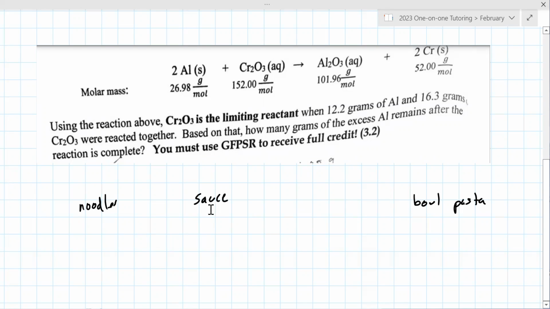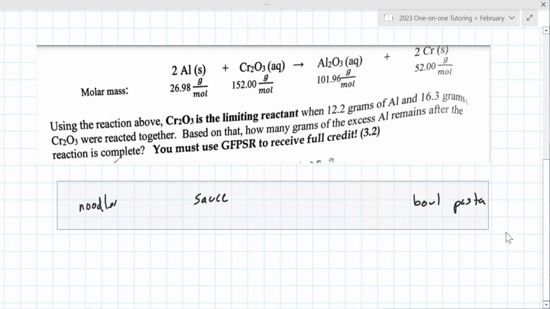The limiting one is the one you really wish you had more of, because you've got excess in the other. This happens all the time when you cook. We got all this pasta, but not enough sauce, or milk and cereal. So try to think of it that way.